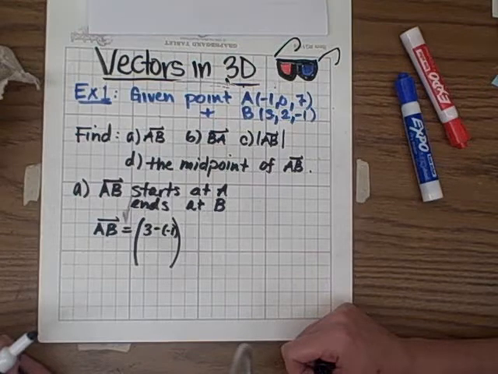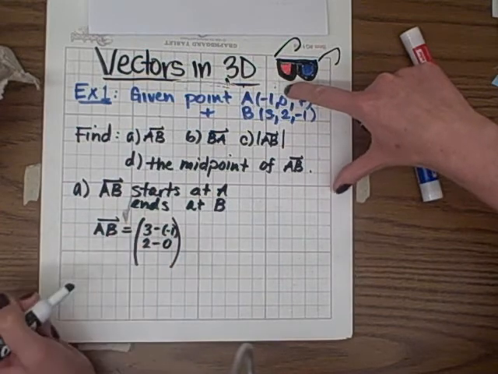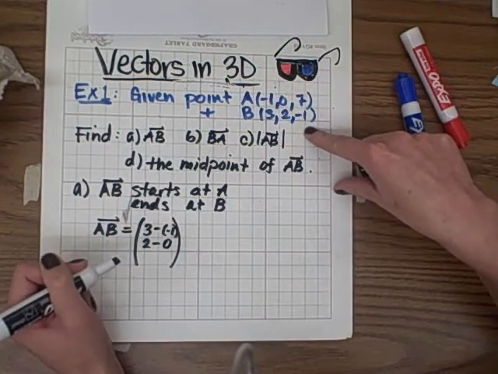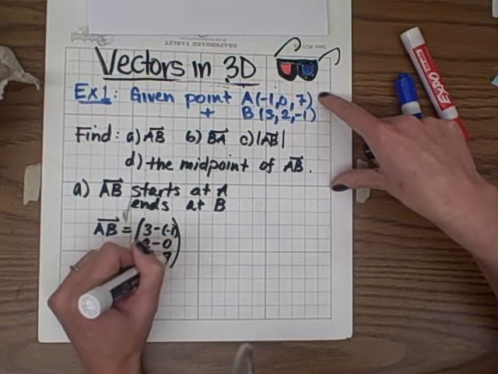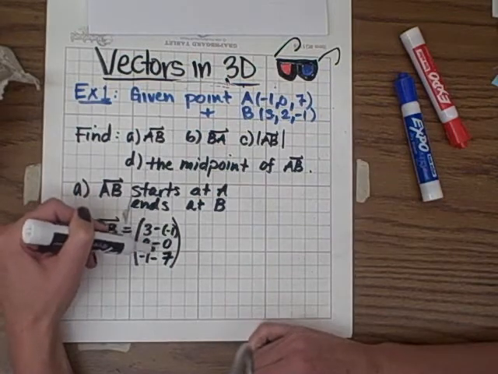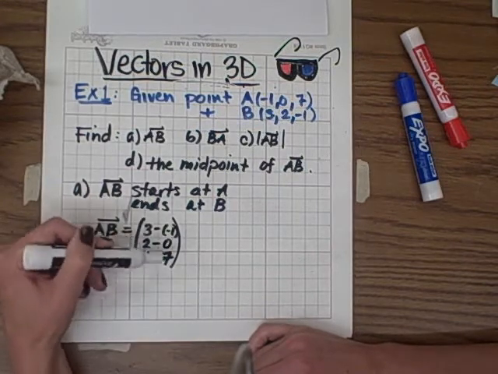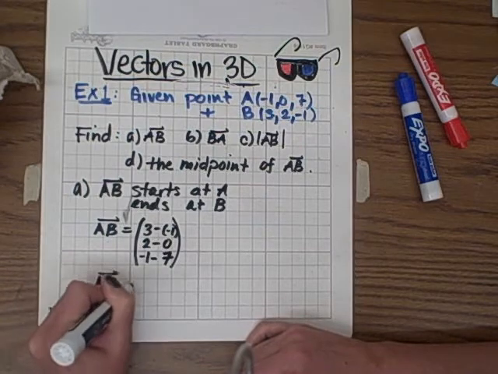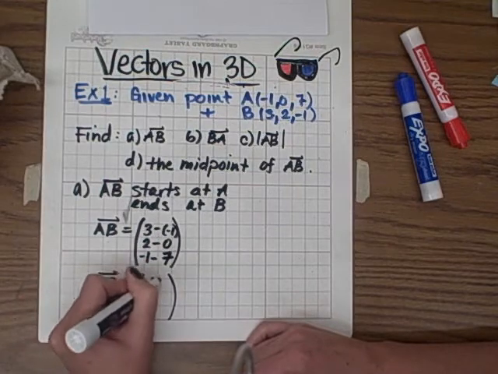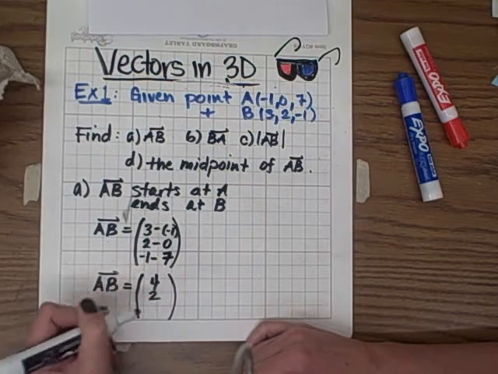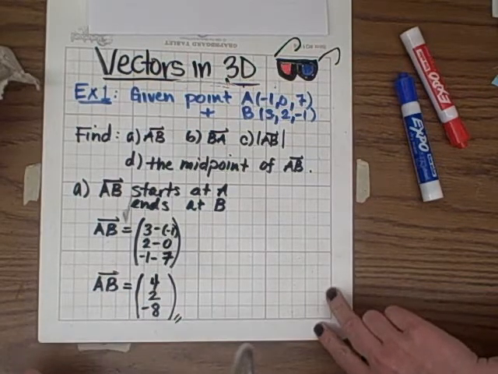My y-component, I want the y-coordinate of B, which is 2, and I'm going to subtract the y-coordinate of A, which is 0. Then for z, I'm going to take the z-coordinate of B, which is -1, and subtract the z-coordinate of A, which is 7. So these are the coordinates of the point where I'm ending, minus the coordinates of the point where I began. So in component form, vector AB is going to be 3 minus -1, or 4, 2 minus 0, and -8. Alright, so there is vector AB from part A.